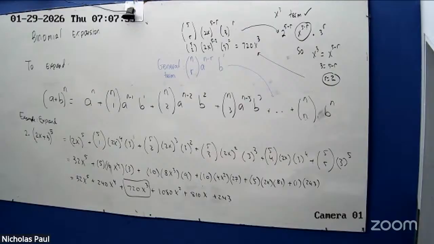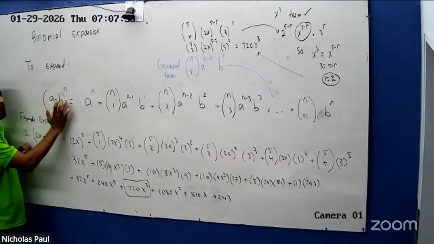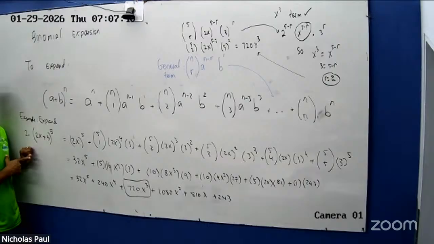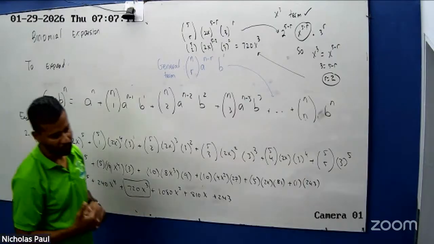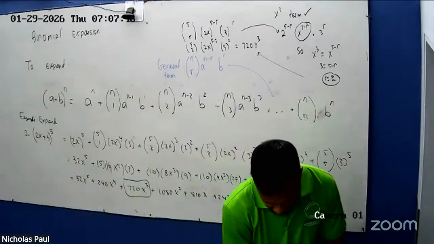So the problem in questions like this is that we know a, b, and n, we don't know r. So the objective is to find r. Copy it down.